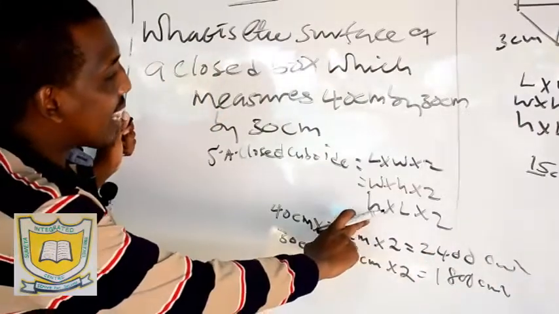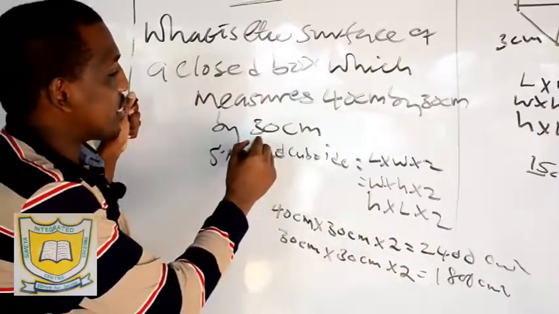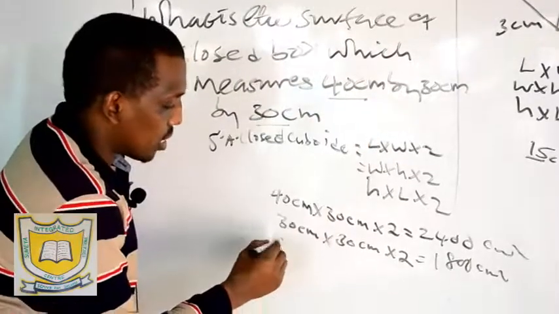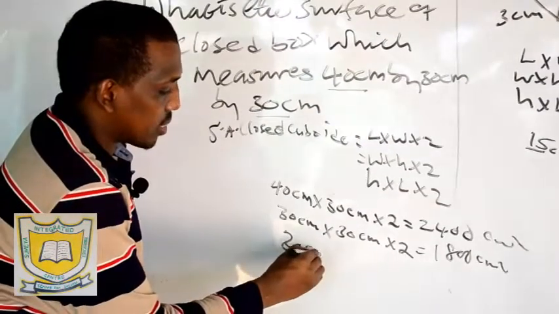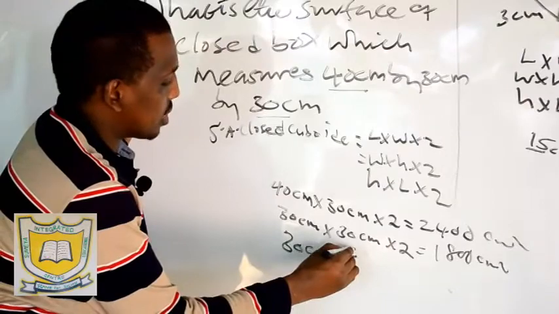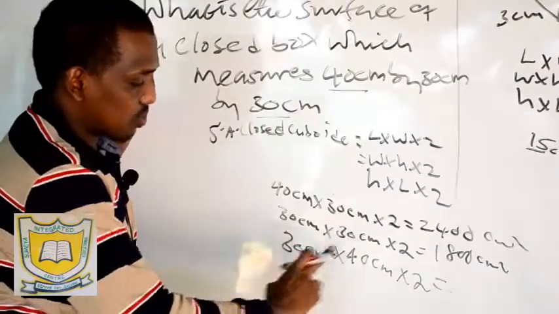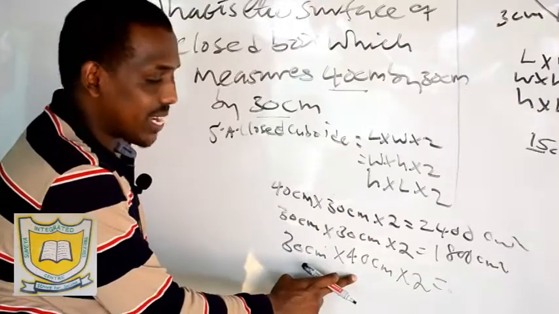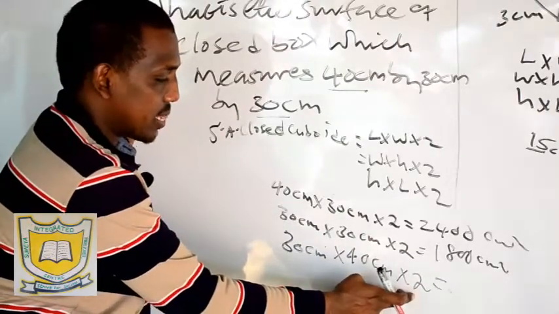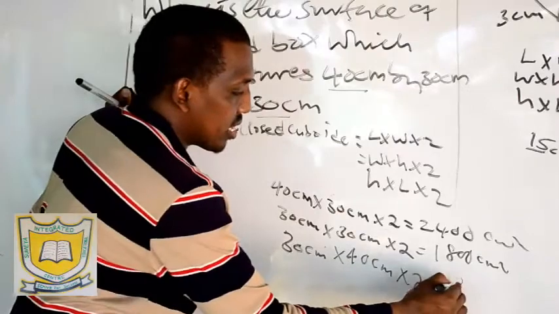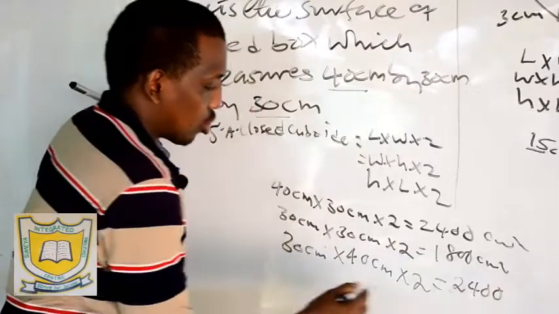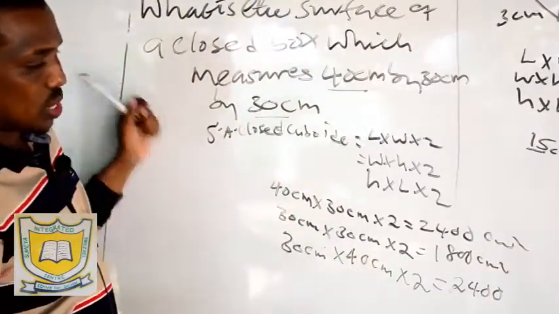Then the other one, height and length now. The height, which is 30 centimeter, times the length, which is 40 centimeter, times 2 because it is closed. 30 times 40 is 1,200. 1,200 times 2 is 2,400.